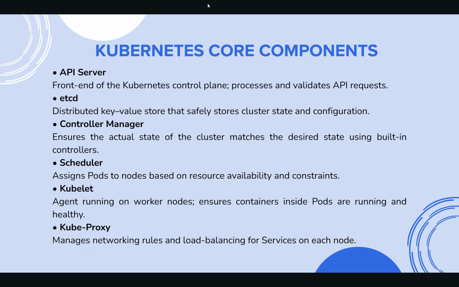Kubernetes has several important core components that form the control plane and keep the cluster working properly. First, the API server. This is the main entry point for all commands in Kubernetes. Whenever we run a kubectl command, it talks to the API server. Next is etcd. This is a distributed key value store that saves all the cluster information such as configurations, states, and metadata.